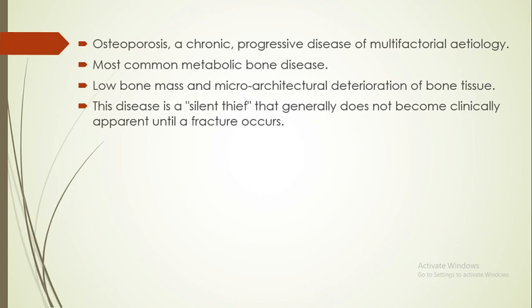Osteoporosis is a chronic progressive disease of multifactorial etiology. It is the most common metabolic bone disease, with low bone mass and microarchitectural deterioration of bone tissue. This disease is a silent thief that generally does not become clinically apparent until a fracture occurs. Normally, how does a patient get diagnosed with osteoporosis? When there's a fracture. When the fracture occurs, patients go and get checked, and only then do they find out they have osteoporosis. So we call it a silent thief, because it does not become clinically apparent until a fracture occurs.